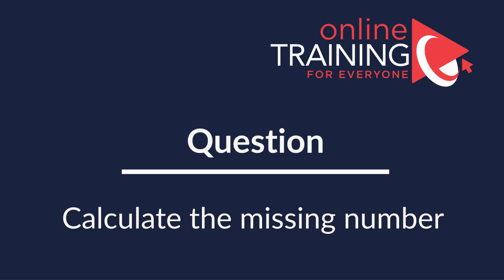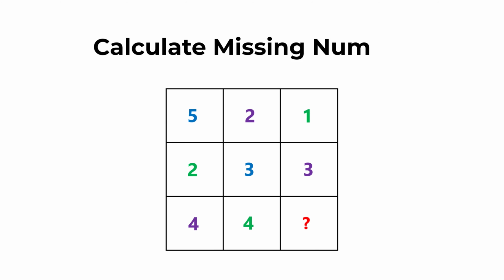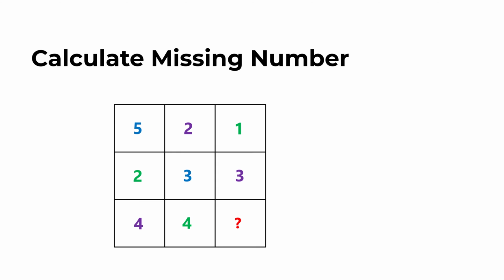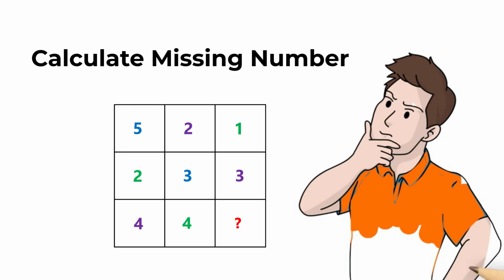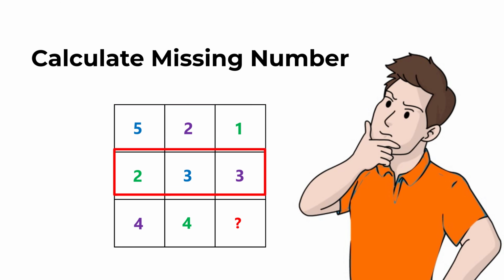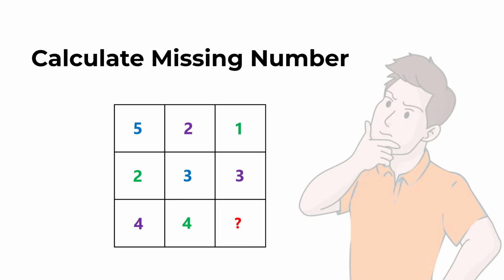Some of you might disagree, but calculating missing numbers is one of my favorite types of questions. A lot of times, you are presented with a 3x3 matrix, typically a square, which has small squares inside. In our case, we have numbers in different colors presented in the smaller squares inside the larger square. The numbers are 5, 2, 1, 2, 3, 3, 4, and 4. And then one number is missing, and this is the one that you need to calculate. Once you complete the calculation, you need to select one of the 4 different choices.